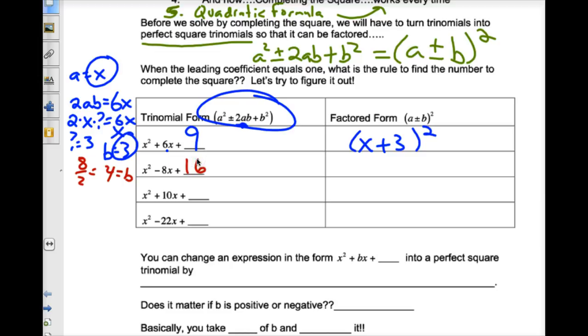Whenever a is 1, b is half of the middle term. I'm not even going to write that for you.